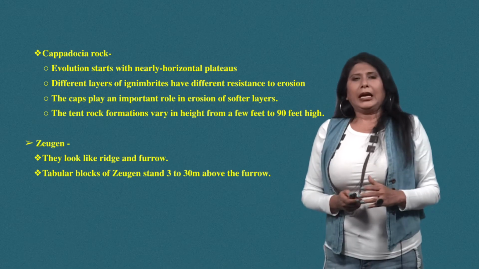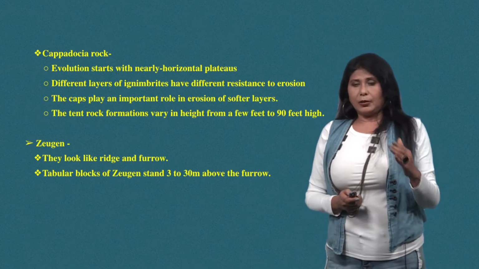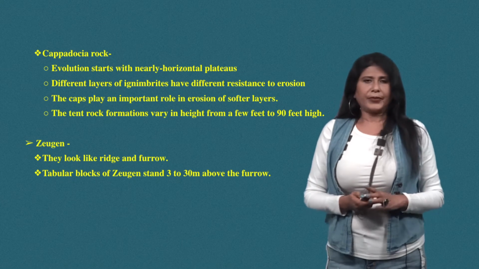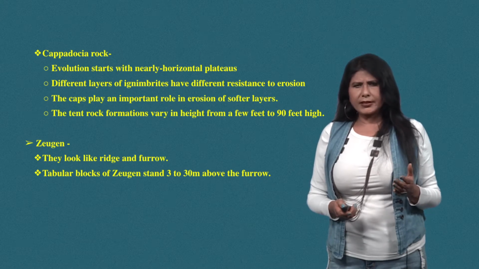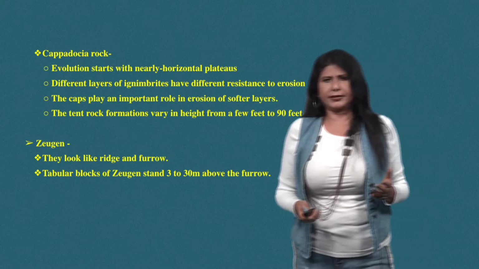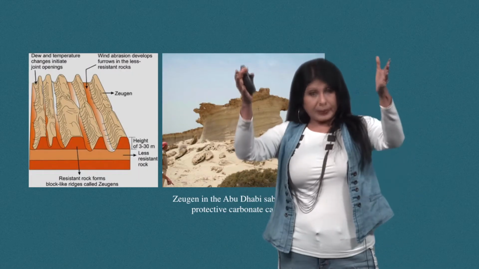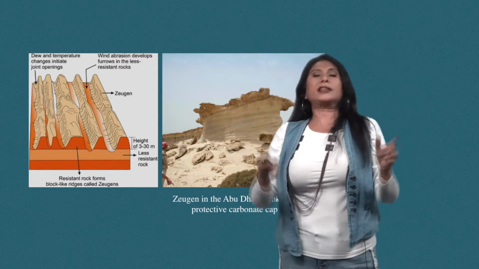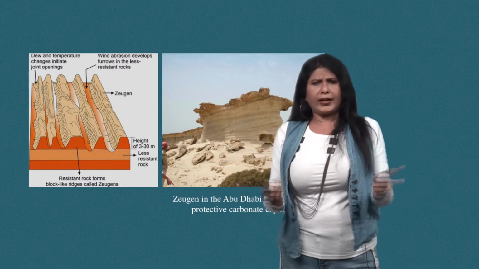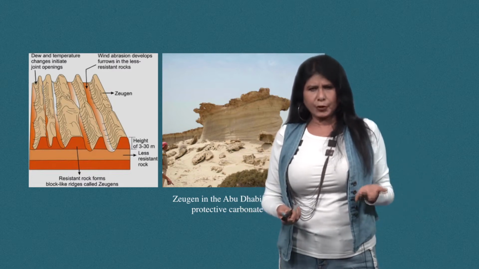Zeugen. This is a word which comes from Germany. They look like ridge and furrow, tabular blocks. So Zeugen, like this. Like a table, on top there is a very resistant layer, and out of nowhere it just comes up like this. Zeugen.